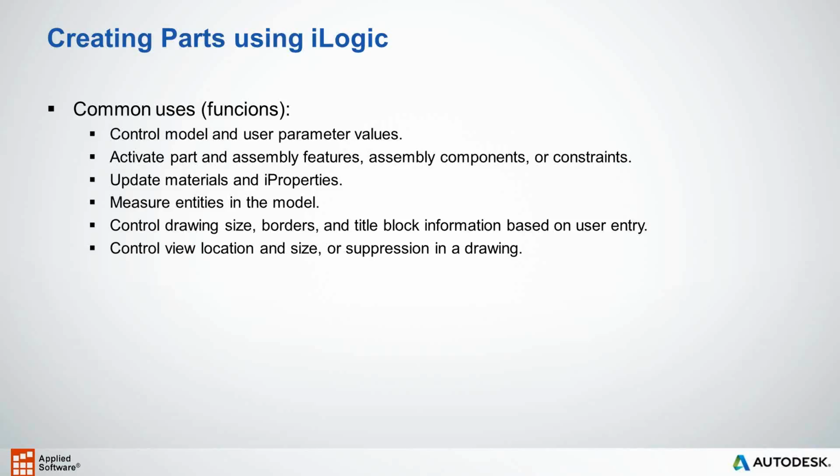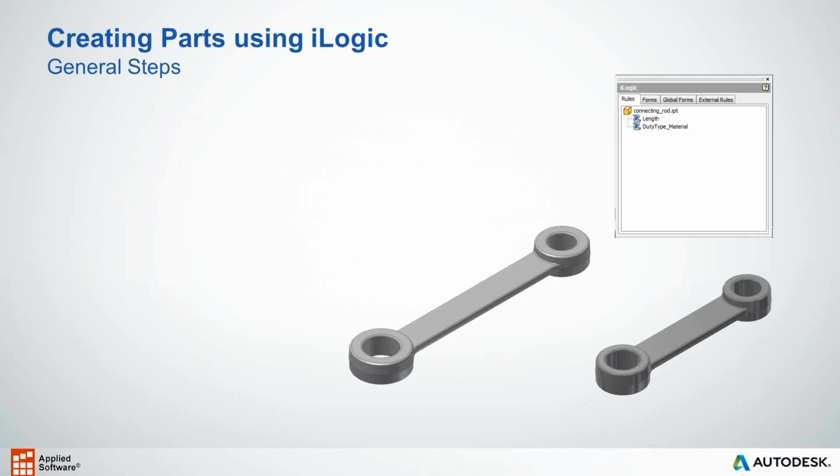Now, when we start getting into the Inventor user interface and the iLogic user interface, there are general steps that we're going to follow in creating a part using iLogic. The first step is to prepare the model. Now I'm going to go into each one of these steps a little bit deeper whenever I am actually within Inventor. Number 2, we need to initiate the creation of the rule.